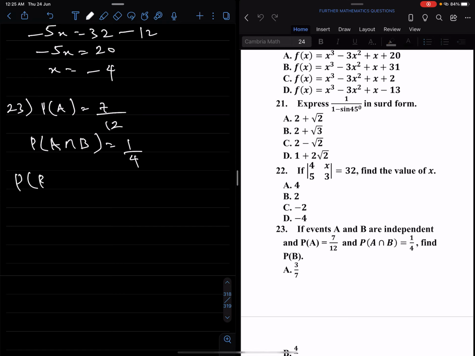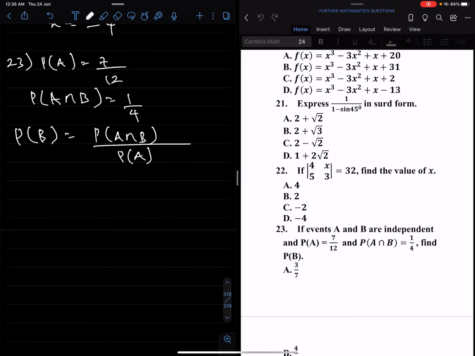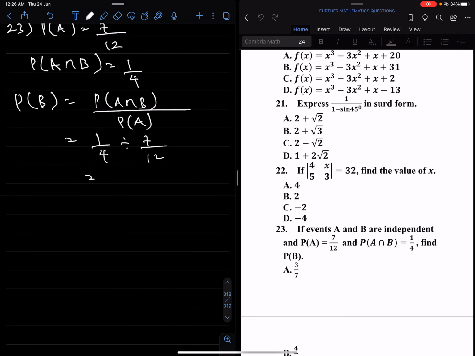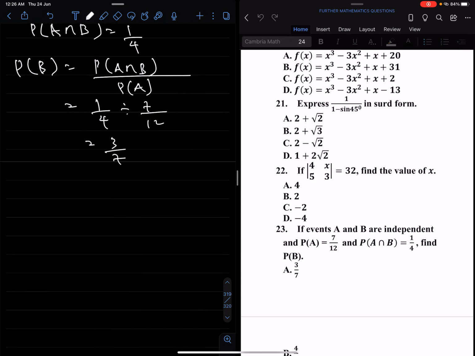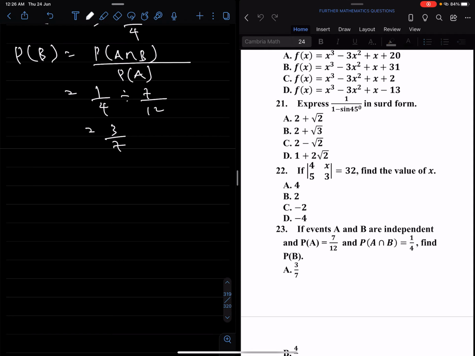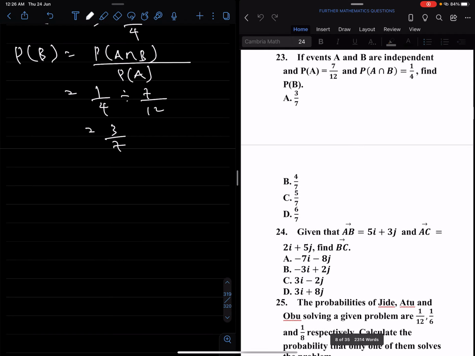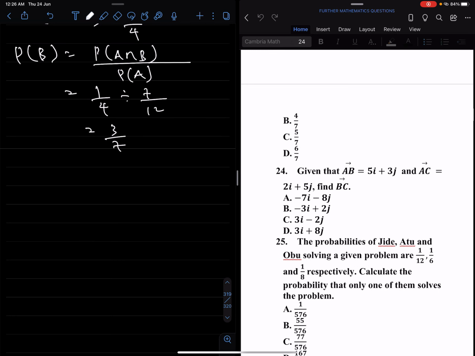The probability of B, since the two events are independent, is the same as the probability of A and B occurring divided by the probability of A, which is 1 over 4 divided by 7 over 12, and this is the same as 3 over 7. 1 over 4 divided by 7 over 12 is the same as 1 over 4 times 12 over 7, and that's 3 over 7.